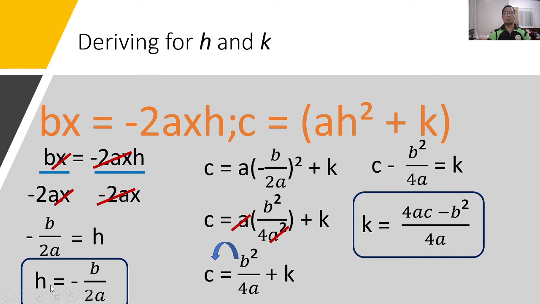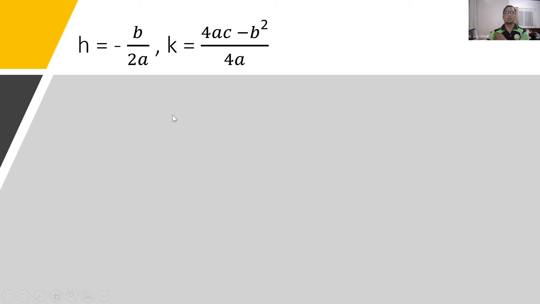So there we have it. We have here now H at saka po yung K. Try po natin. This will be our formula. So again, if we will be having a given quadratic function in standard form, and the task at hand is to get the vertex. Yun lang, walang ibang kasama. Task lang po natin. All we have to do is to use this formula. Subukan natin.